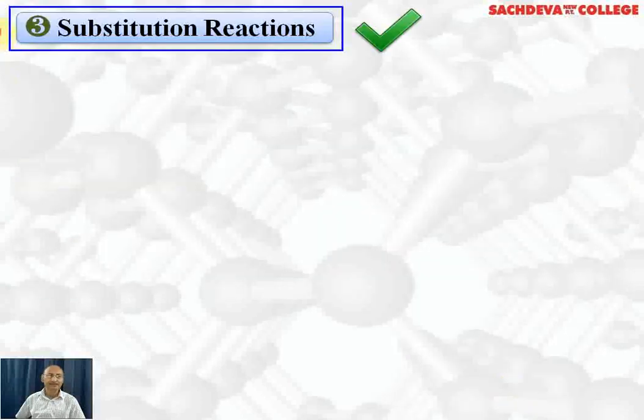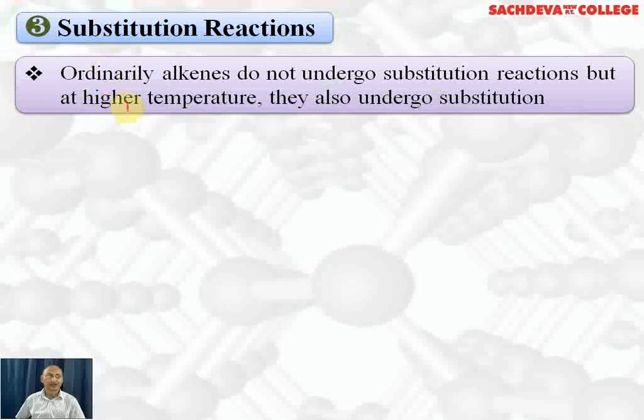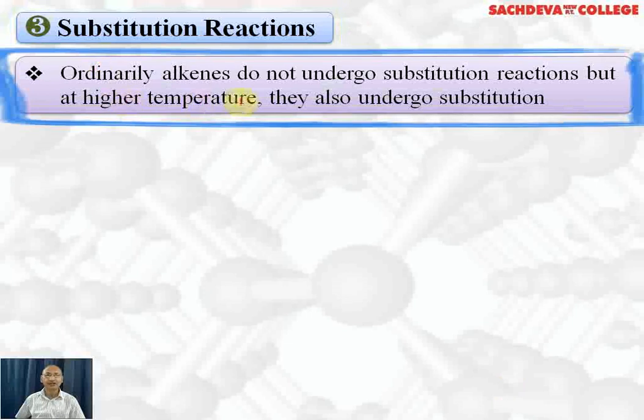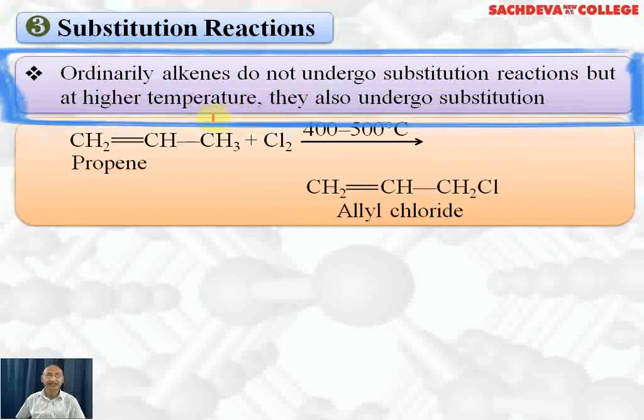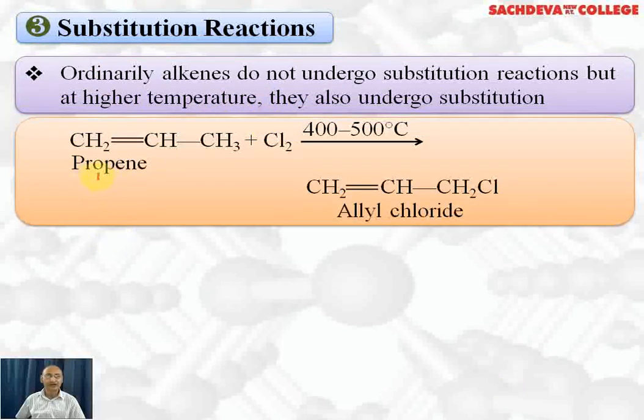Next, we are taking substitution reaction. Ordinarily, alkenes do not undergo substitution reaction, but at higher temperature, they also undergo substitution reactions like alkanes. But remember that here, this carbon, which is attached to single bond, will get substituted. So we have propene, which reacts with chlorine at 400 to 500 degrees centigrade. The product formed is allyl chloride plus HCl will be formed.